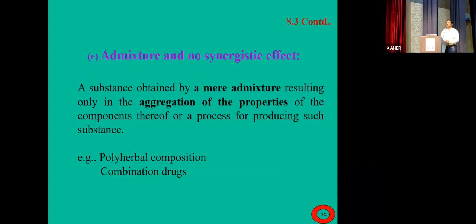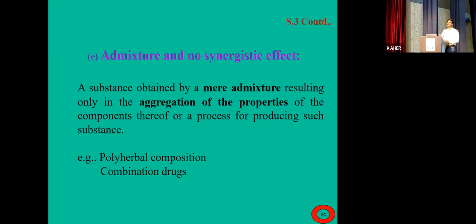And when it comes to an admixture, any A and B I am mixing, A is a known compound, B is also known. If I am mixing, it is only an admixture. So it should not be a mere admixture for patenting it. It should have a synergistic effect. So for a substance that is just a mere admixture, you can't get a patent unless it shows a synergistic effect.